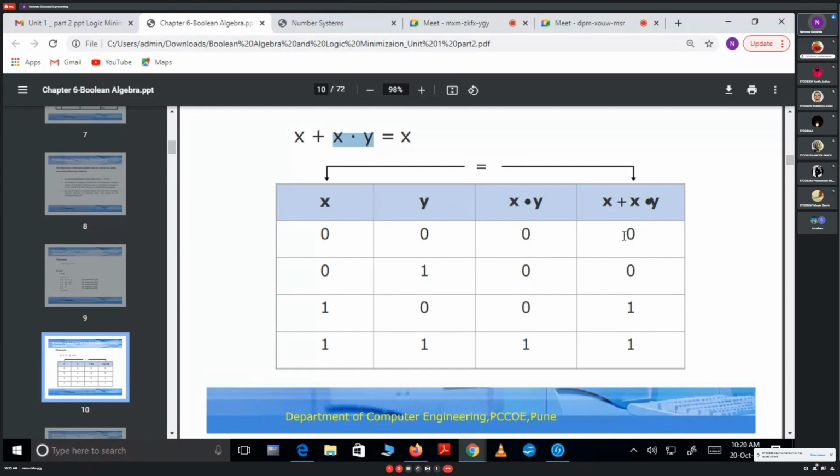Now just add this into this. So what you will get? 0 plus 0 is 0, 0 plus 0 is 0, 1 plus 0 is 1, and 1 plus 1 is also 1. So what you can see? This equal sign means whatever value you are getting for x, the same value you are getting for the equation x plus x dot y. Can you observe that? 0, 0, 1, 1. Yes, ma'am. Right? So what is the meaning of this? Why is it given equal? Because in the truth table also the answer is the same. So this particular expression is equal to x.